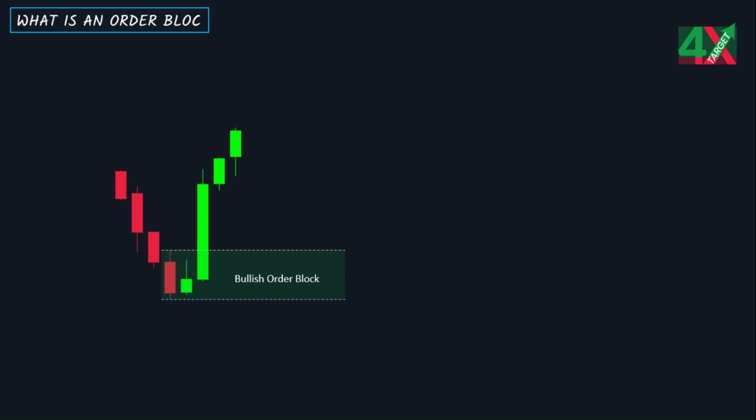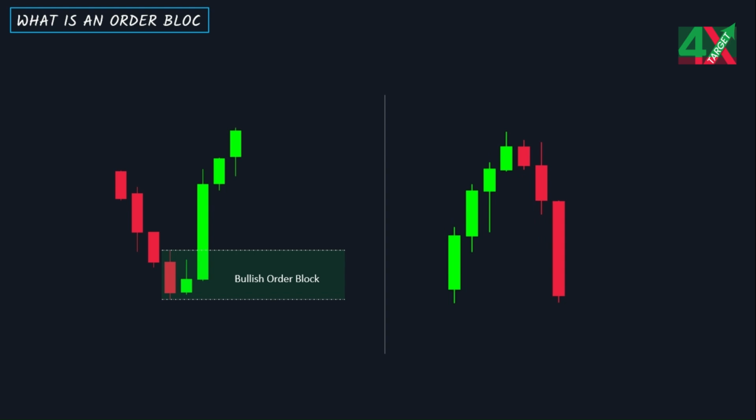This zone represents an area where large institutional orders were placed, and often not fully filled. Because of this, price has a natural tendency to revisit this zone before continuing in the same direction. On the other hand, a bearish order block is the last bullish candle that forms just before a strong bearish impulse. This indicates aggressive selling by institutions. Just like bullish order blocks, bearish order blocks are marked by drawing a zone from the high to the low of the candle.